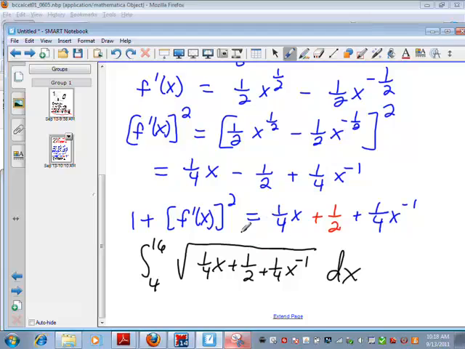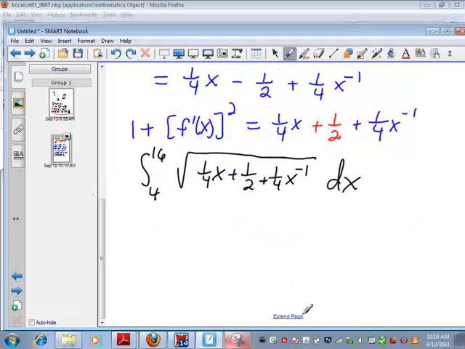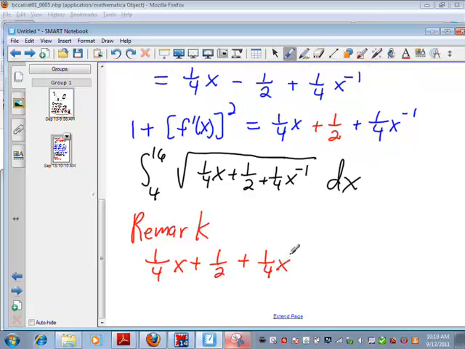So again, I'll ask a question, say, write an integral that represents the length, and for however many extra points, actually do this, right? The problem I have with this, of course, is that it requires some math magic, right? We need to see that this is a perfect square. So the remark is this, that, we'll put it in red, that 1/4 x plus 1/2 plus 1/4 x to the minus 1 is actually what squared?